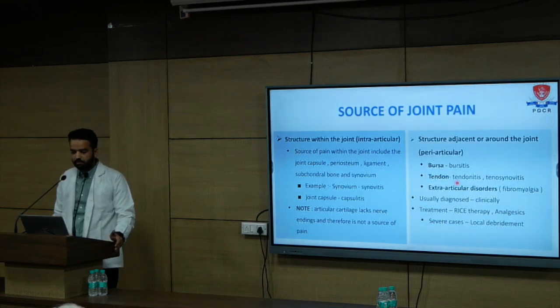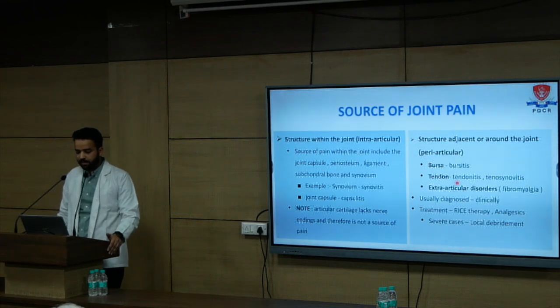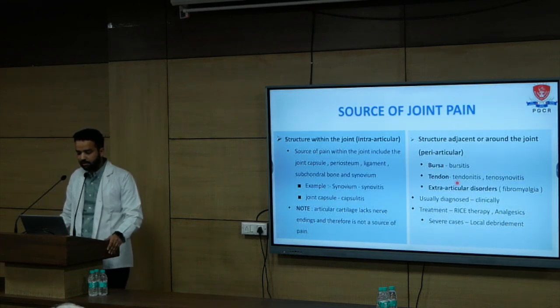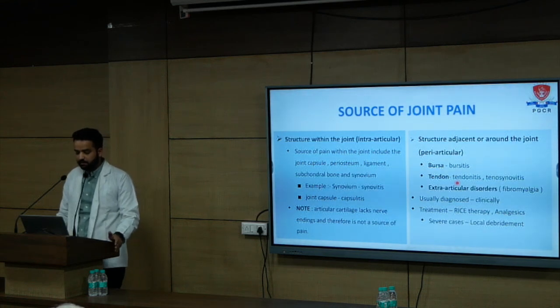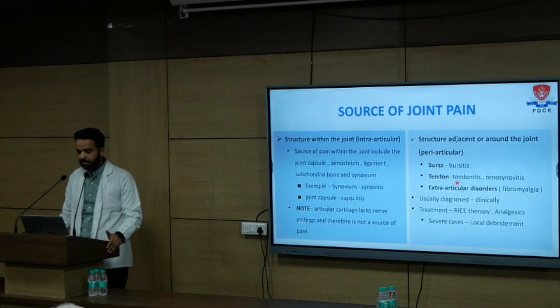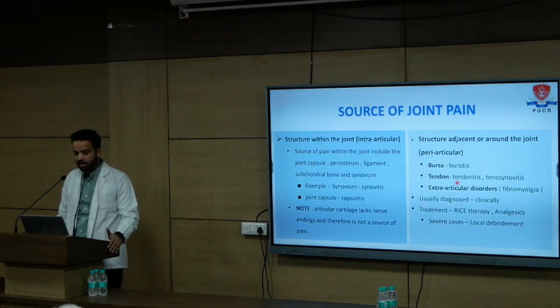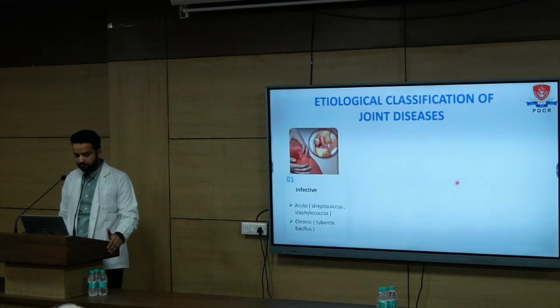Structures adjacent or around the joint can cause joint pain, such as the bursa, tendon, etc. It is usually clinically diagnosed, and the treatment is mostly RICE therapy, which consists of rest, ice pack application, elevation of limb and compression, and analgesics. In severe cases, we can go for local debridement.